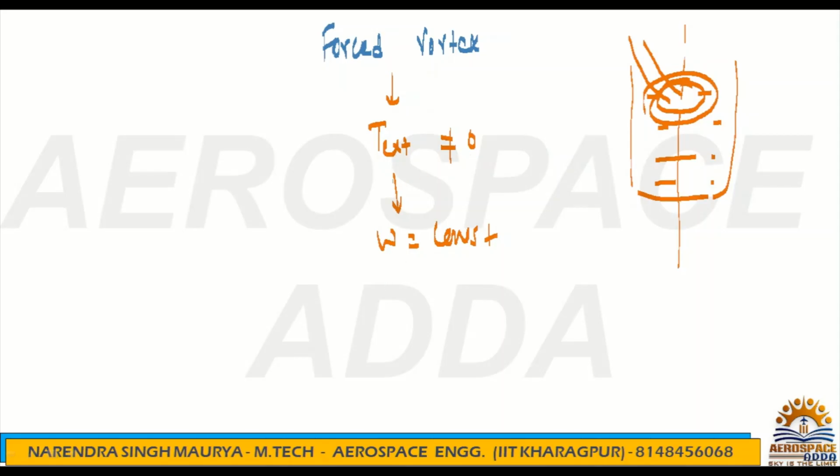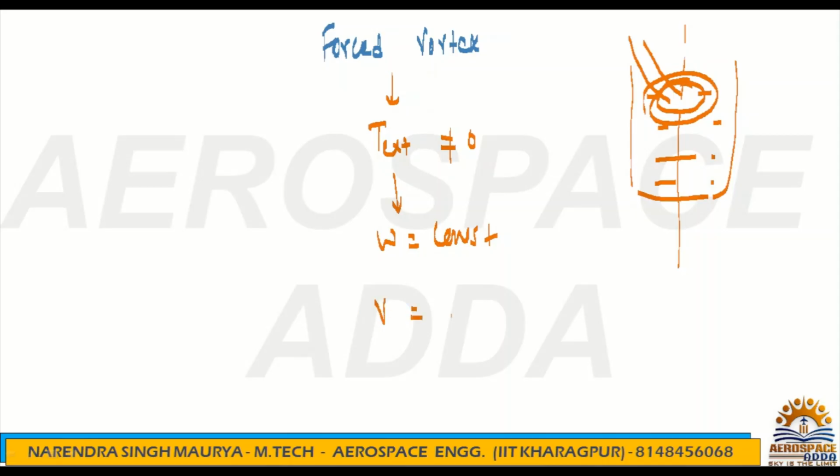Always remember, once you are continuously supplying torque, torque is not zero, then obviously angular velocity will be constant, meaning it will be continuously rotating. Fluid particles will be continuously rotating about a point. That is called a force vortex. So in case of the force vortex, angular velocity or rotational speed is constant.